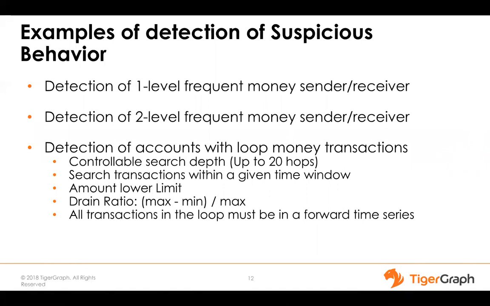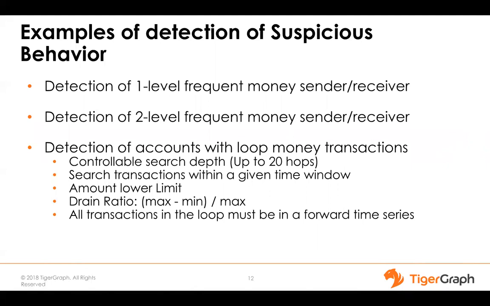But what we are focused on today is the last one, the detection of accounts with loop money transactions. So we want to detect loops among those transactions, with the following constraints. First, we must have a controllable search depth. The search depth could be as large as up to 20 hops. It's not like a one-step or two-step neighbor traversal. It might be multiple hops, which is very common when you detect loops.